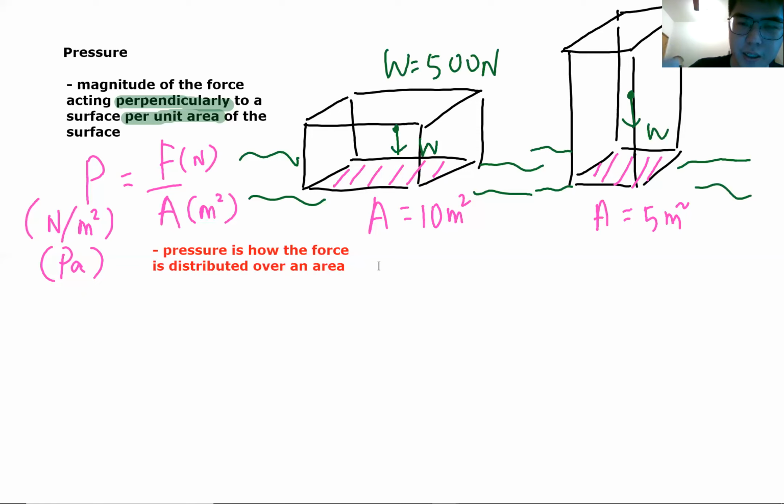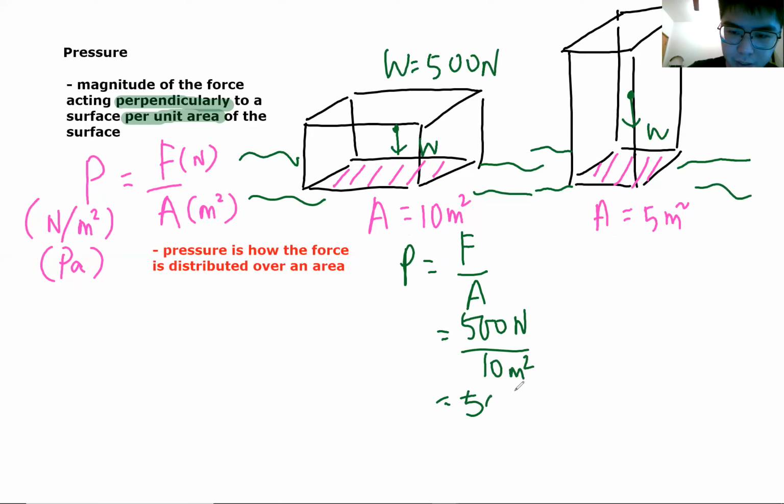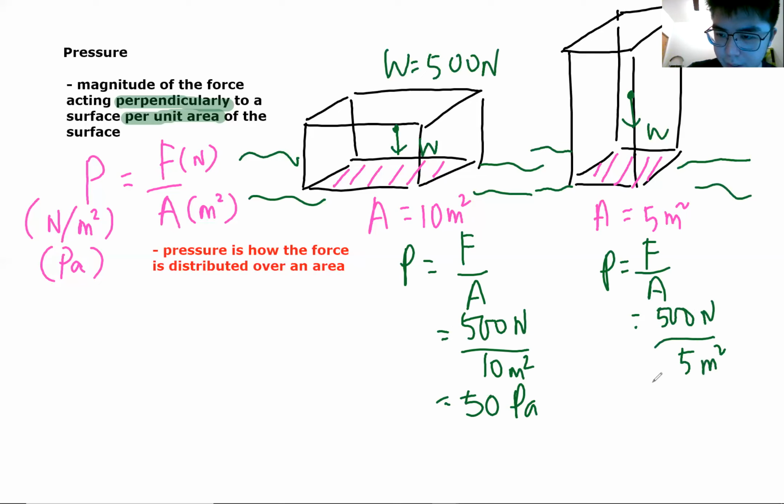So let's do a simple calculation here. Calculate the pressure exerted by block 1, the first block. P equals F divided by A, so 500 Newton divided by 10 meters square, so you get 50 Pascal. The second one: P equals F over A, 500 Newton divided by 5 meter square. This one, you will get 100 Pa. You notice that this one, of course, exerts a higher pressure.